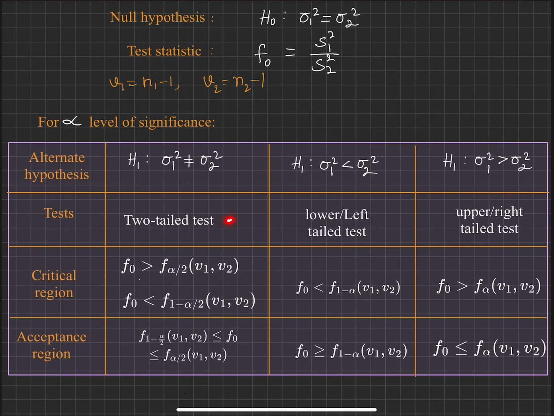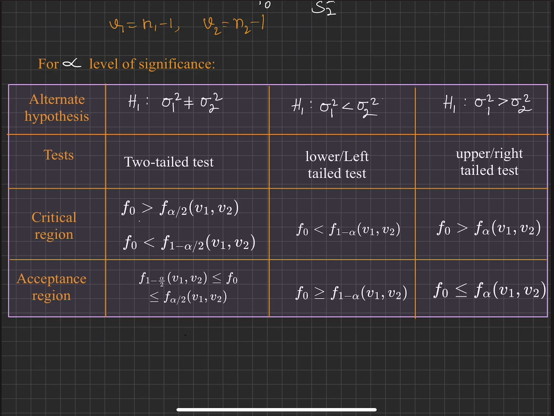So the first case we call a two-tailed test, the second case a lower or left-tailed test, and the third one an upper or right-tailed test. In the two-tailed test, both sides will have a rejection region, in the lower or left-tailed test the left side portion will be a rejection region, and in the upper or right-tailed test, the right side part will be a rejection region.